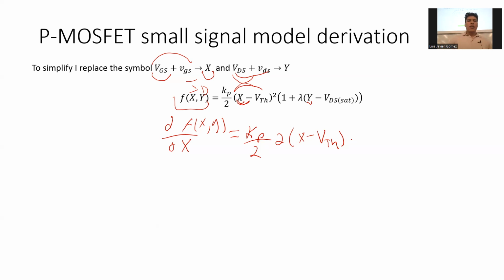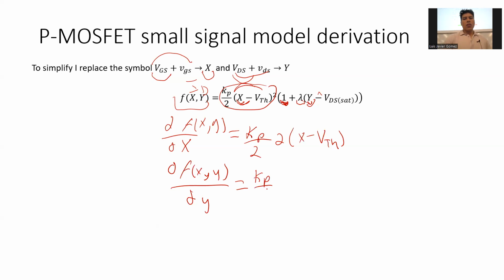And then when I do the derivative with respect to Y of f(X, Y), as a function of Y this is linear, so it's just going to be a nice constant. This term is constant with respect to Y, because it's just one times this constant thing. So we're only going to be left with lambda. Basically, it's just Kp over 2 times (X minus V threshold) squared times lambda.